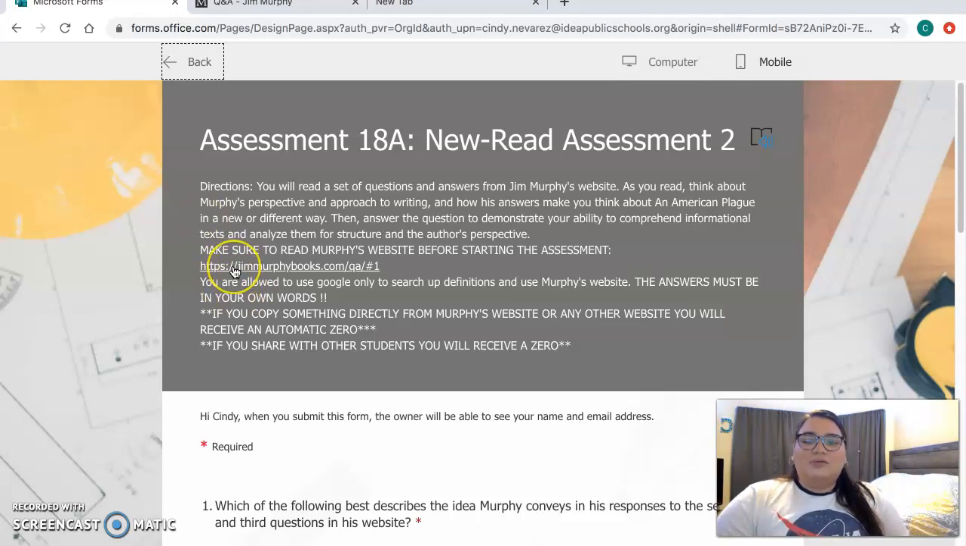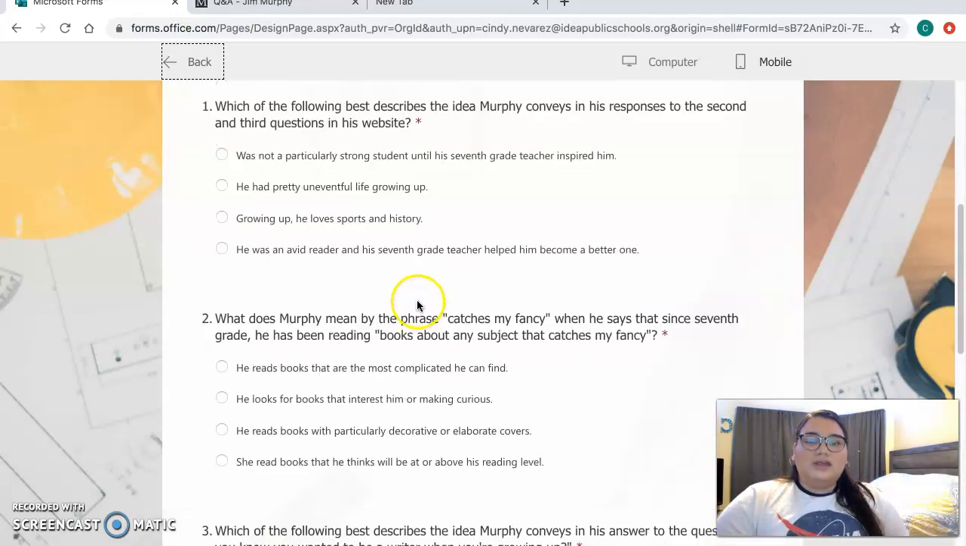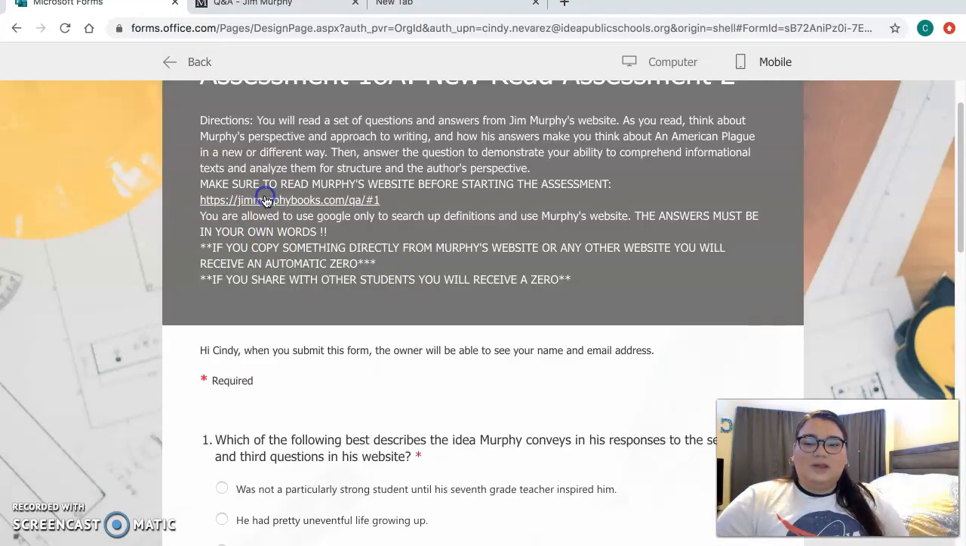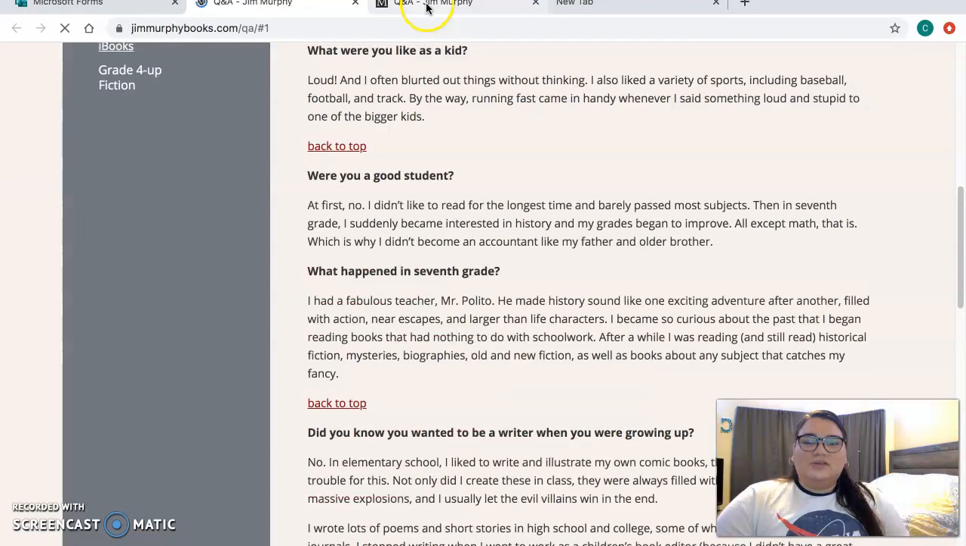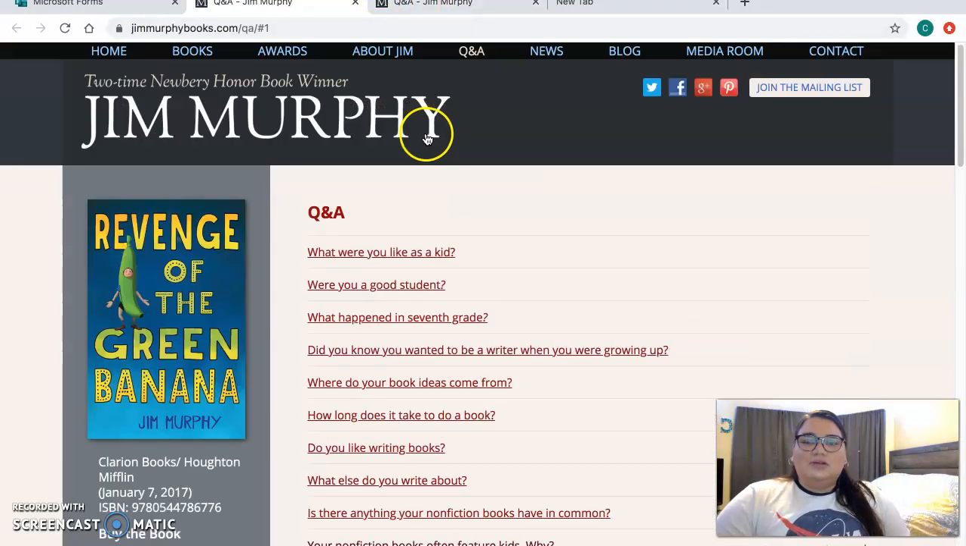So here I have provided you with a link, and it says make sure to read Murphy's website before starting the assessment. So your whole test is based on this website right here. You click the link, it opens up this website that says 2 times Newbery Honor Book winner Jim Murphy.